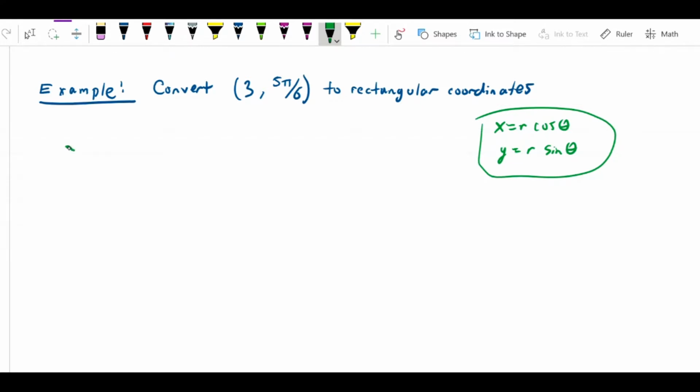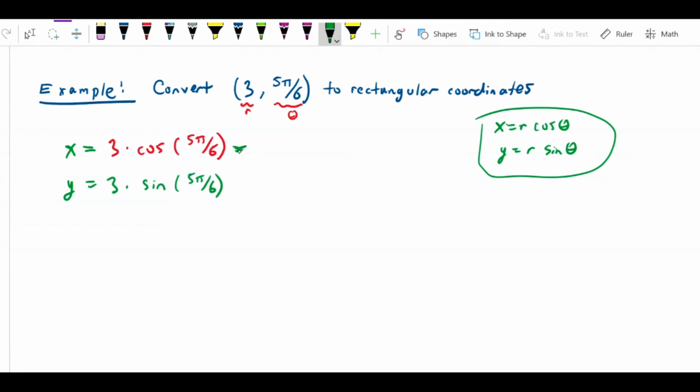Let me remind you how to interpret this: that's r and that's theta. So x is going to equal 3 times the cosine of 5 pi over 6, and I don't know why I wrote that in red, but I'll just leave it. y equals 3 times sine of 5 pi over 6.